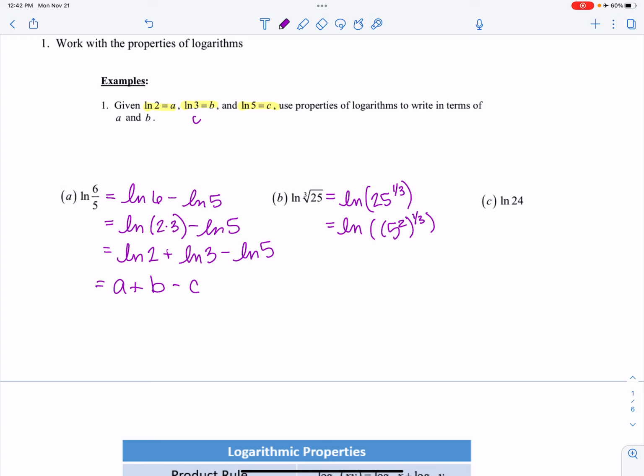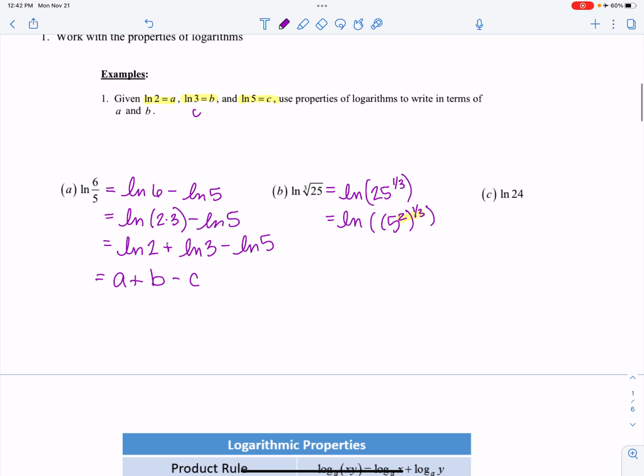So remember, again, exponent rules. We have a power, that's not it. We have a power raised to a power. Pow, pow, multiply now. So natural log of 5 raised to a 2/3 power.